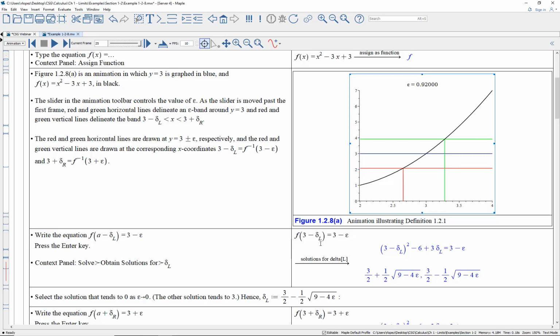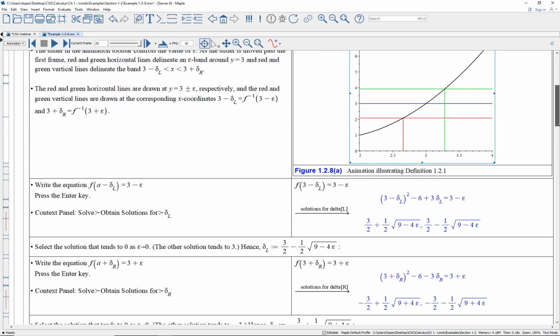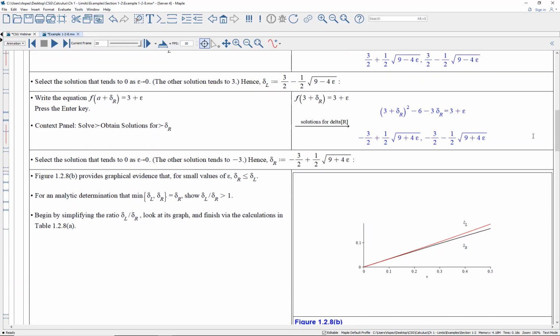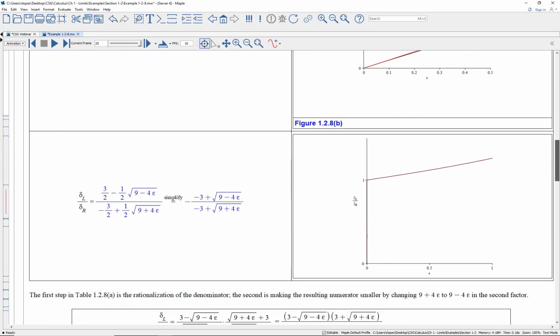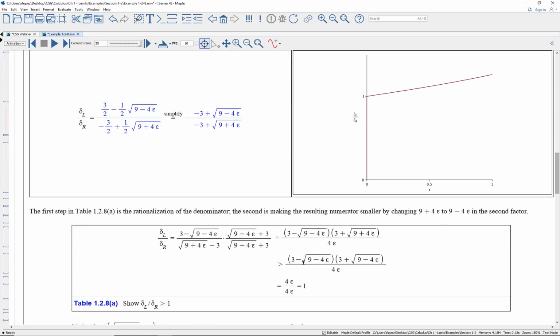And so that's what I'm doing here. I'm setting the function equal to 3 minus epsilon, and I'm finding the delta L on the left. And then you do the same thing on the right. You want to make sure that you're picking the smaller one, so there's an effort to discover the smaller one. Here, the smaller one is found analytically.